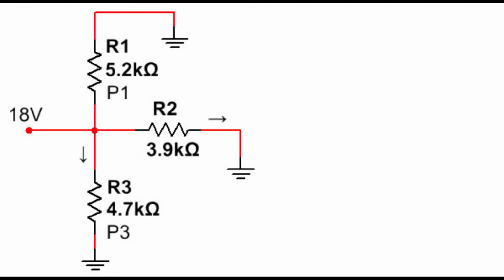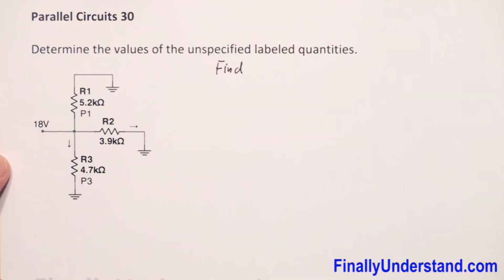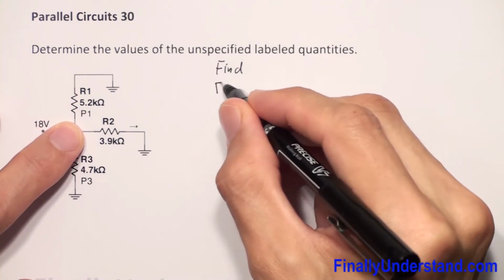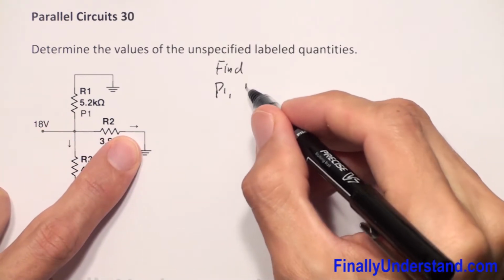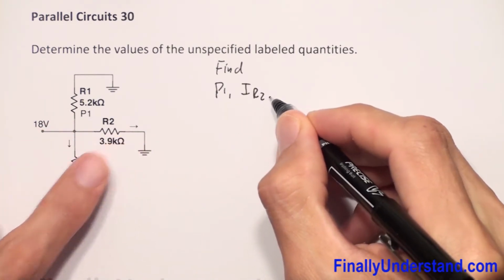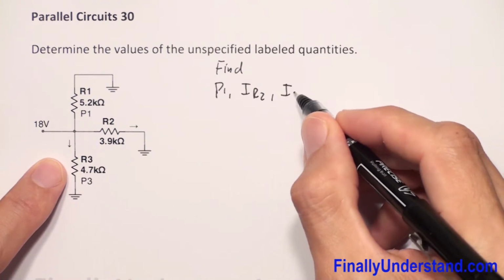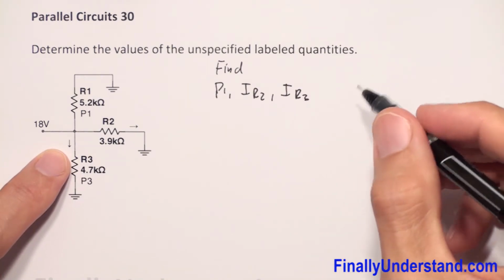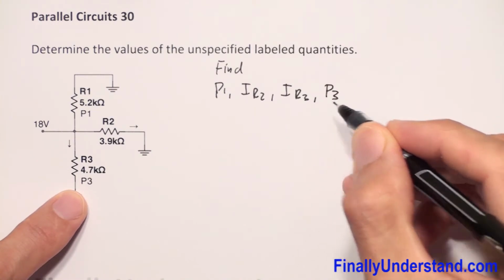We have another example. Let's check what we're supposed to find in this problem. I have to find P1. We're supposed to find IR2, and we're supposed to find IR3. This arrow means that I have to find this current, and I'm supposed to find P3.